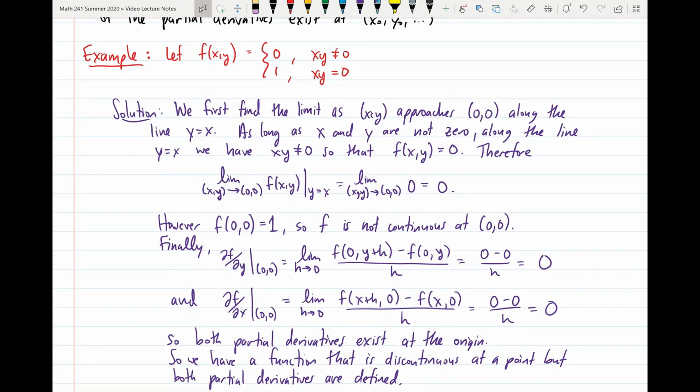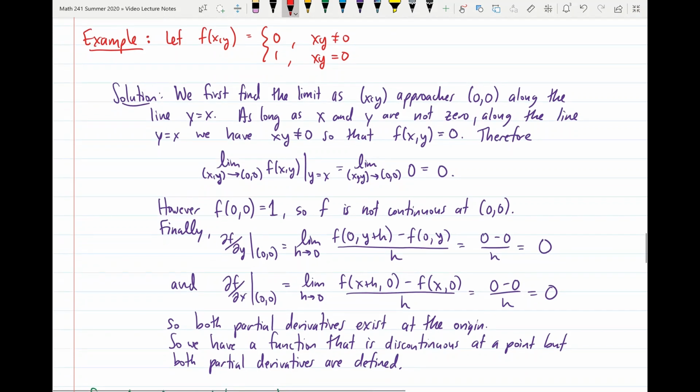So we're first going to find the limit as x, y approaches 0, 0 along the line y equals x. And as long as x and y are not 0, then along this line y equals x, we have that x times y is not equal to 0. And because at all of these points x times y is not equal to 0, when we plug those points x, y into our function, 0 is going to pop out, because that's what we're told happens when we plug in an ordered pair x, y such that x times y is not equal to 0.